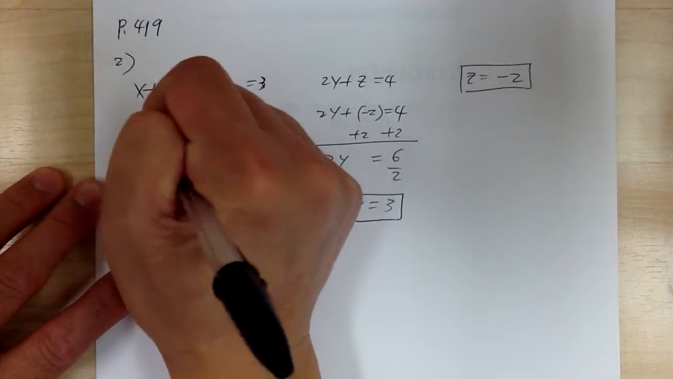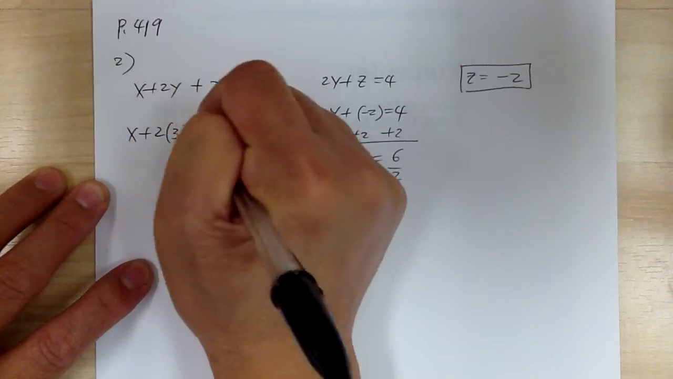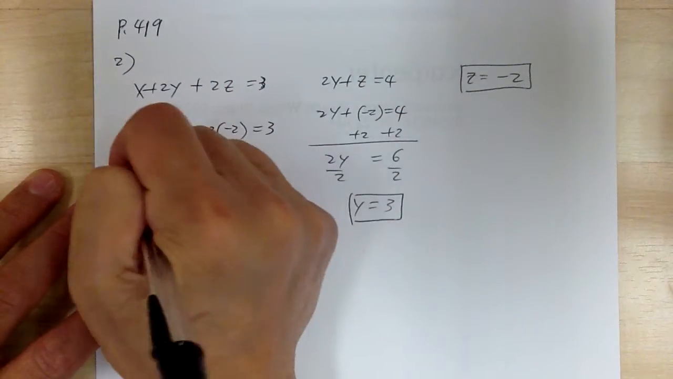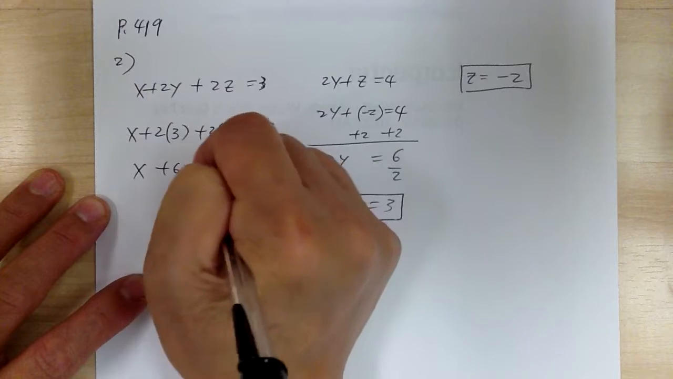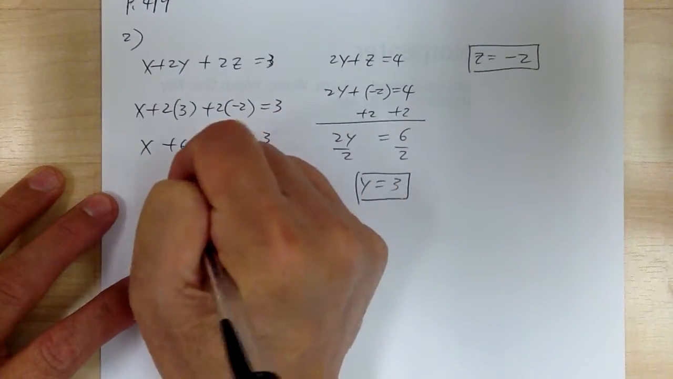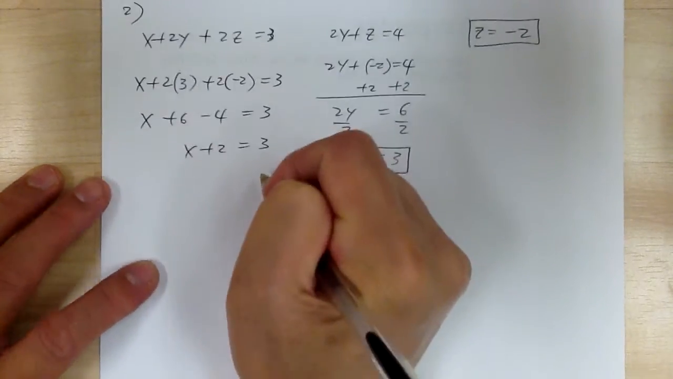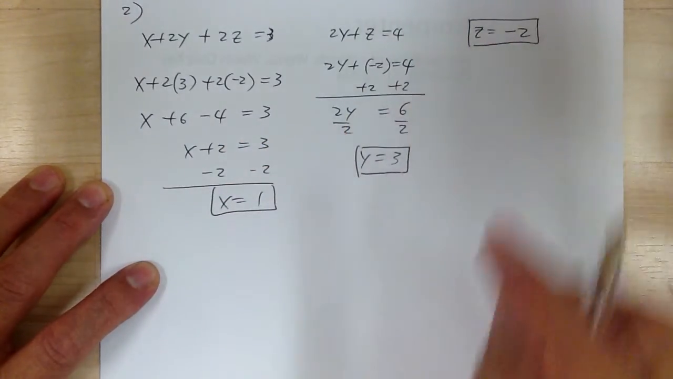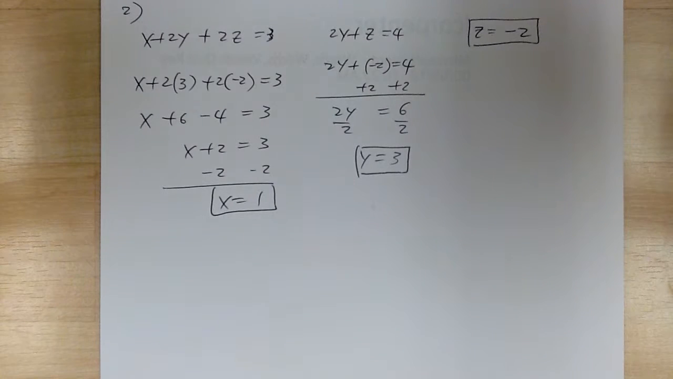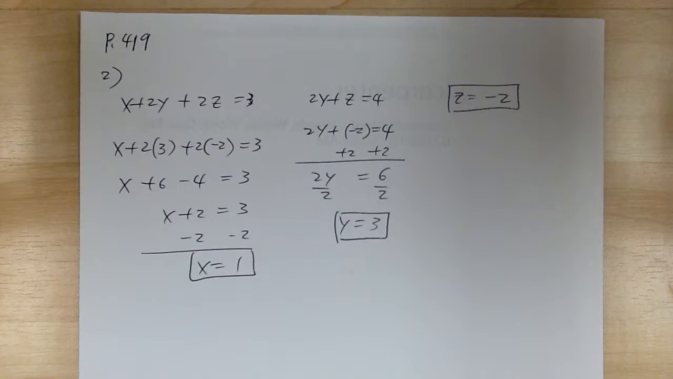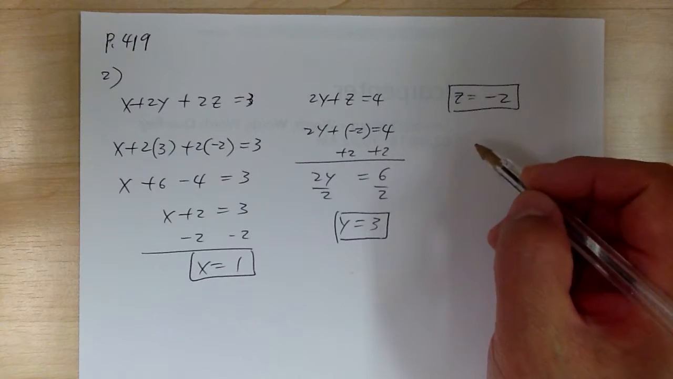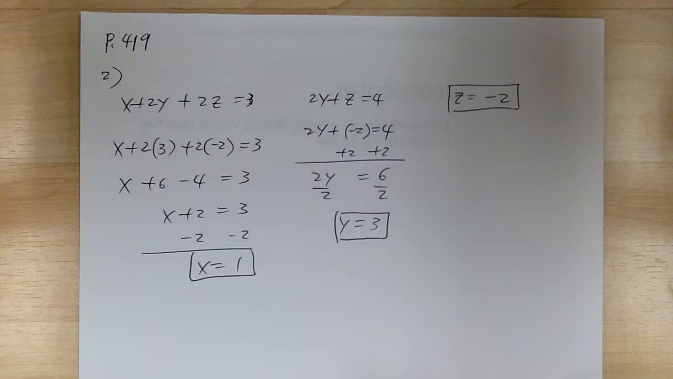So you get x plus 2 times 3 plus 2 times -2 equal to 3. So x plus 6 minus 4 equal to 3, so x plus 2 equal to 3. Minus 2 on both sides, so x equal to 1. So that's your three variables. Okay, this one is a bit too easy, but I start off easy to get you going. But the normal equation would be like number 8.